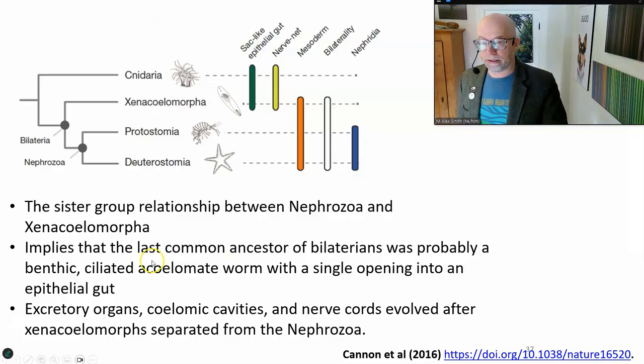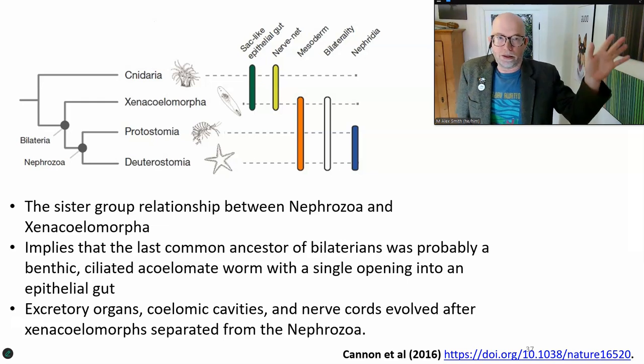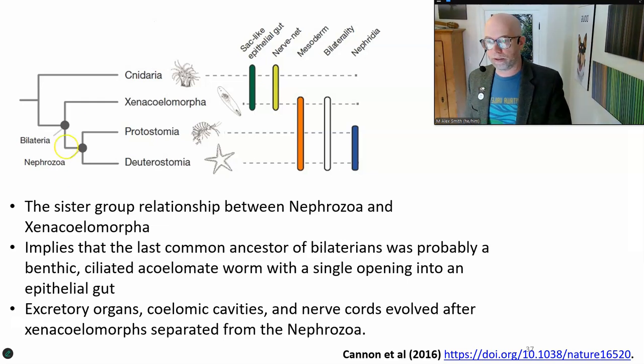And this implies that the last common ancestor of the bilaterians probably was some kind of benthic ciliated worm with a single opening into an epithelial gut. So not an anus, but it just lost its byproducts across the cell wall. Excretory organs, coelomic cavities, and nerve cords then, in this hypothesis, have evolved after the Xenacoelomorphs separated from the Nephrozoa.